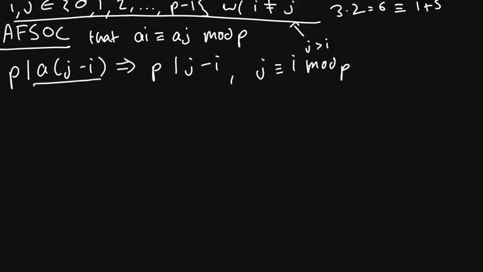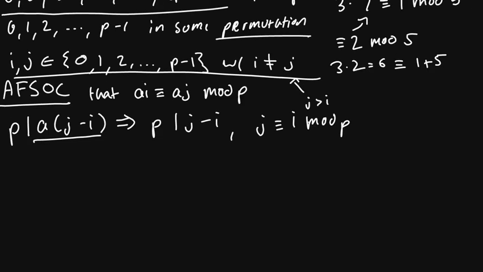But if we scroll back up, since we chose i and j from this set of numbers, note that no two numbers are congruent mod p, for this contains all the distinct residues mod p: 0, 1, 2, all the way to p minus 1. Note that one number cannot have two remainders when divided by a single number. For example, 21, when divided by 5, leaves a remainder of 1. It doesn't leave a remainder of multiple things, right?